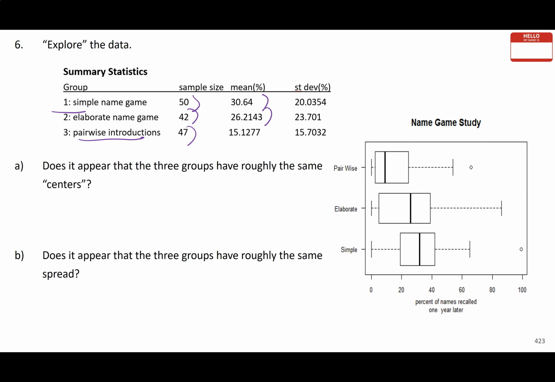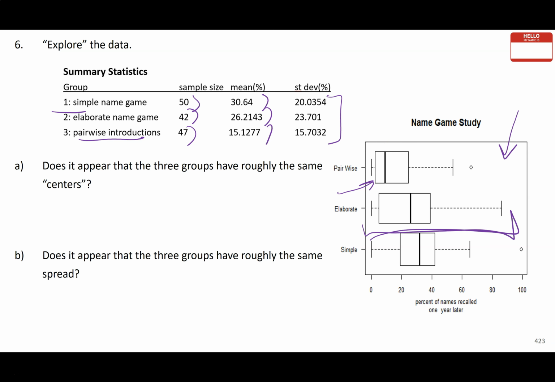We have the average percent of names remembered a year later. We have the standard deviations for each group. And here's a box plot showing the 3 groups. So it looks like pairwise, that box is a little bit lower. Definitely the center or the median is a bit lower, although we'll be comparing the means. It's just the box plot has the median right there viewable.